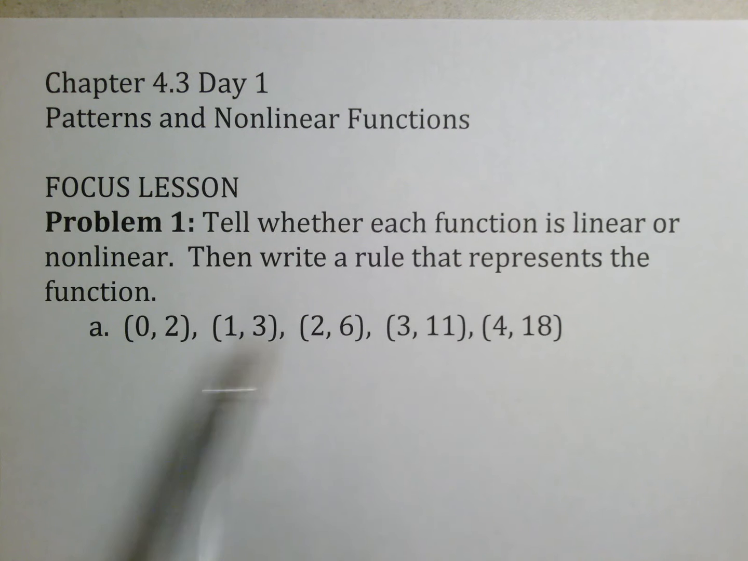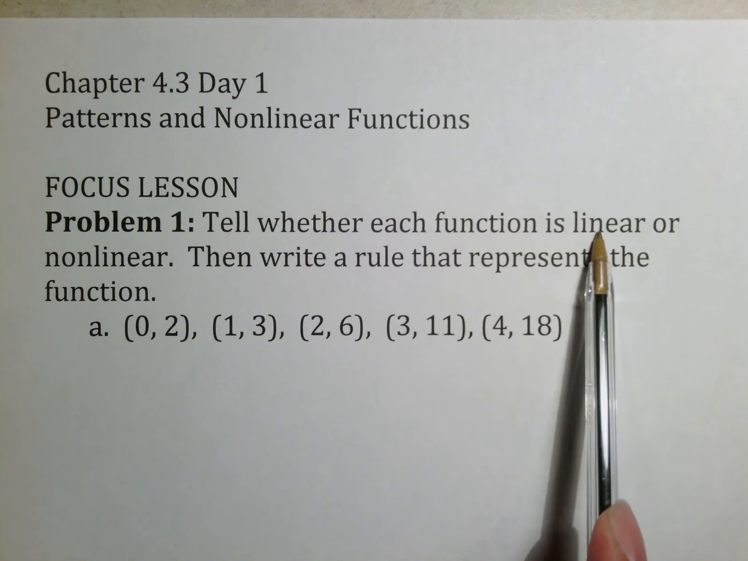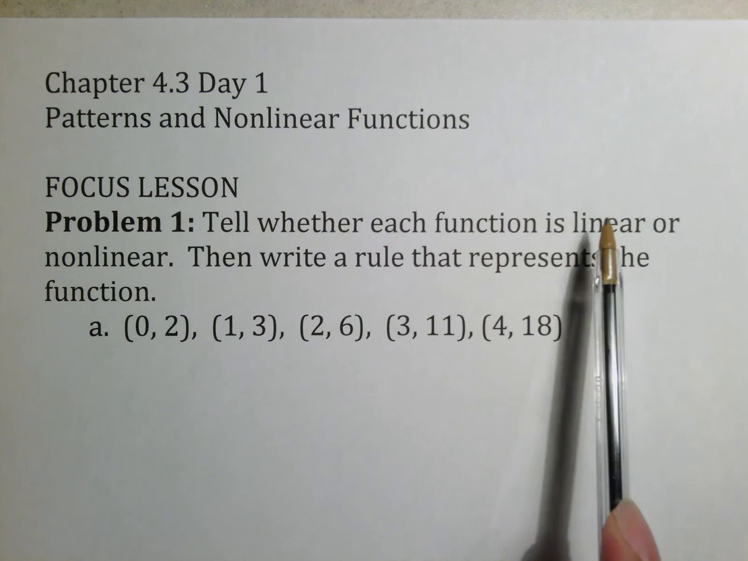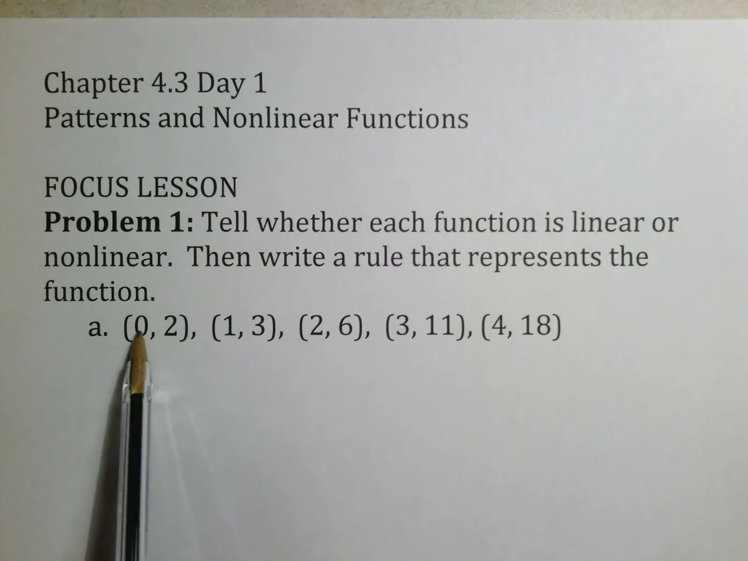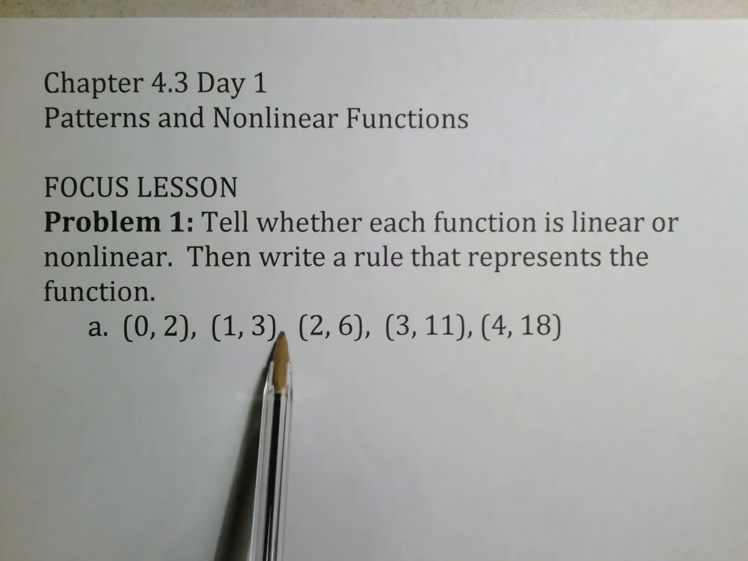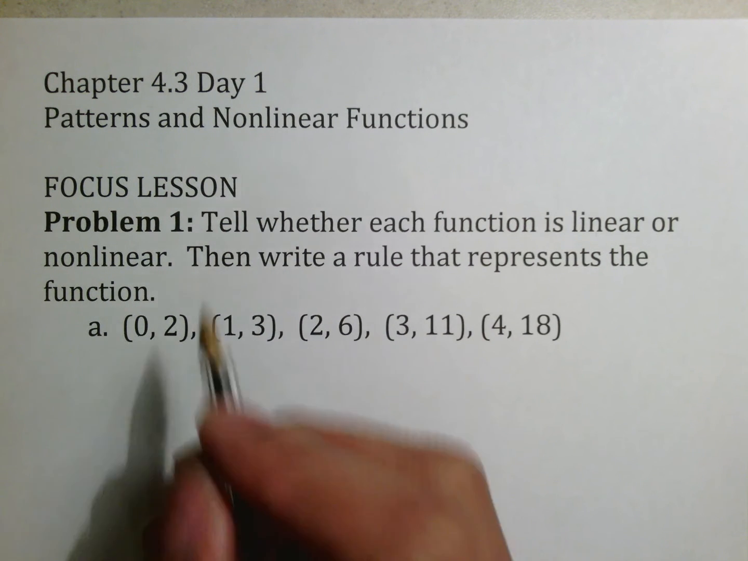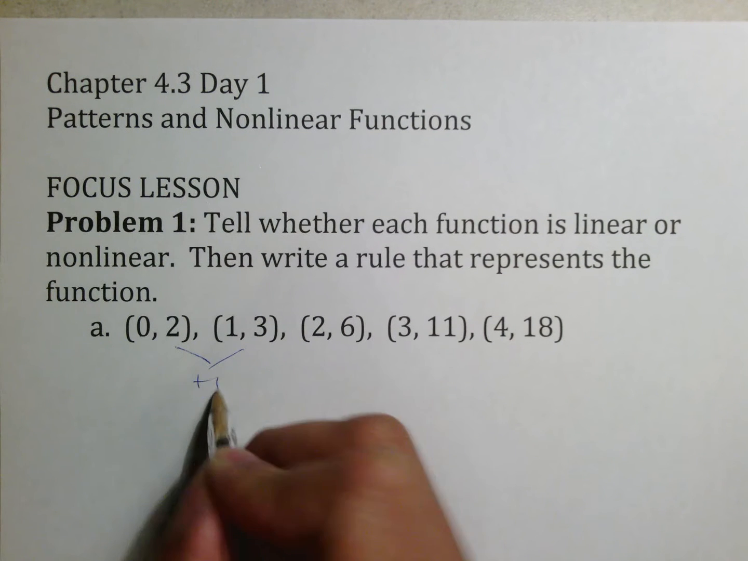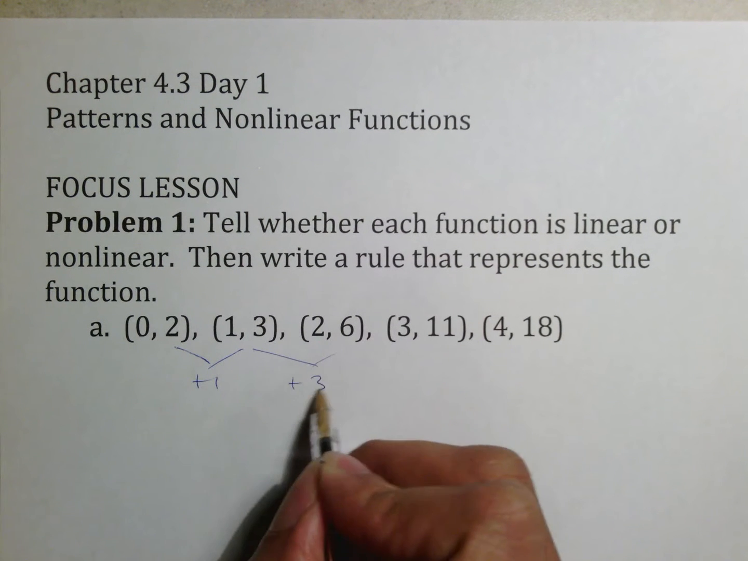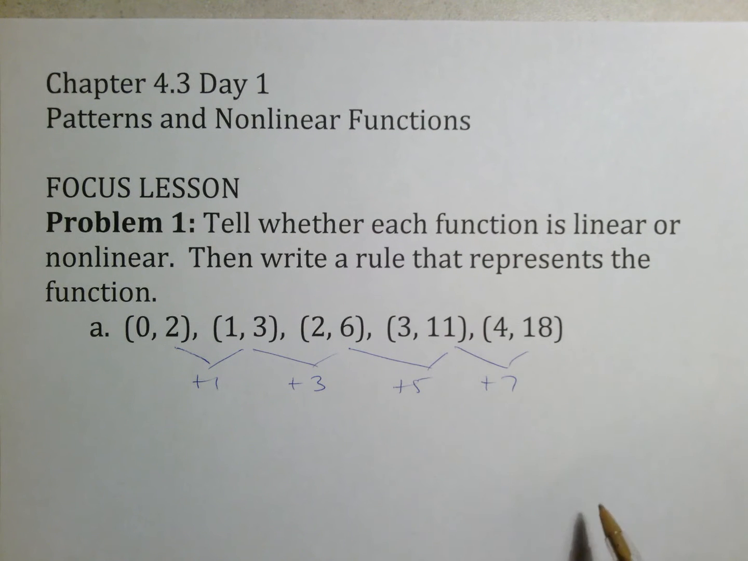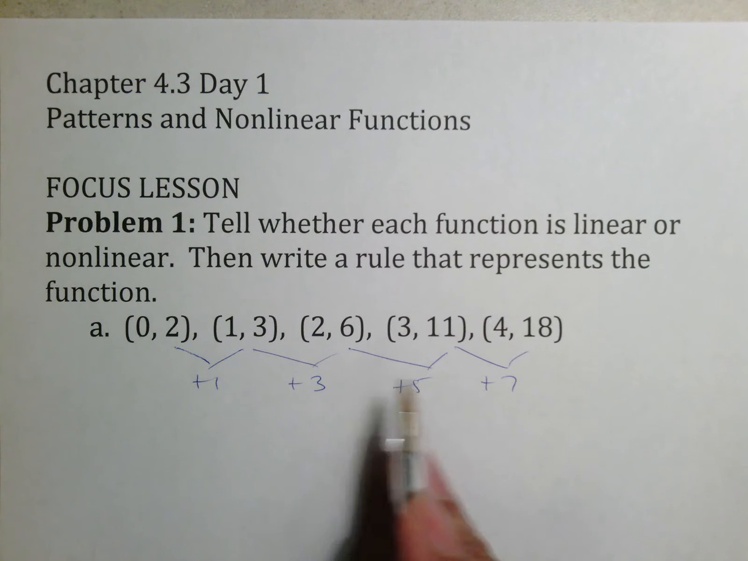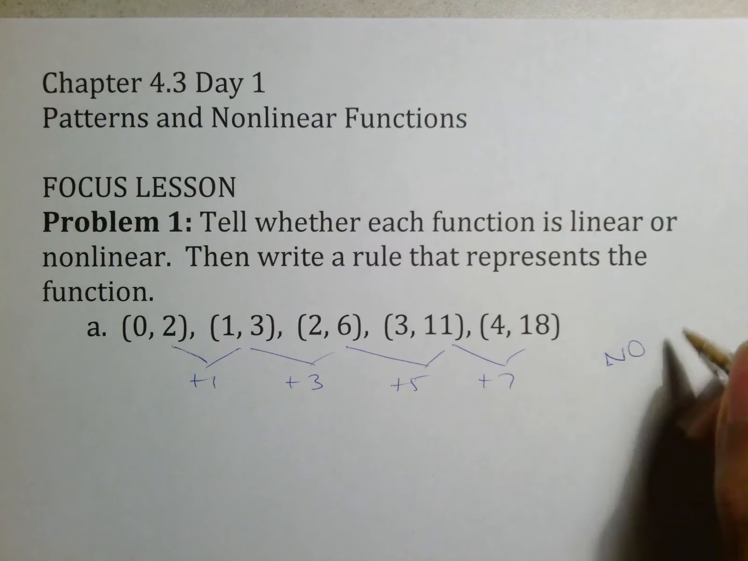It says tell whether each function is linear or nonlinear, then write a rule that represents the function. What we remember is linear means that if we check our common difference first, it's going to be the same number. Nonlinear means that it's not the same number, so let's do that first. Notice that our x's go 0, 1, 2, 3, 4, which is good. Our y's go +1 here, +3 here, +5 there, +7 there. And because these common differences are different, the answer is no, it is not linear.